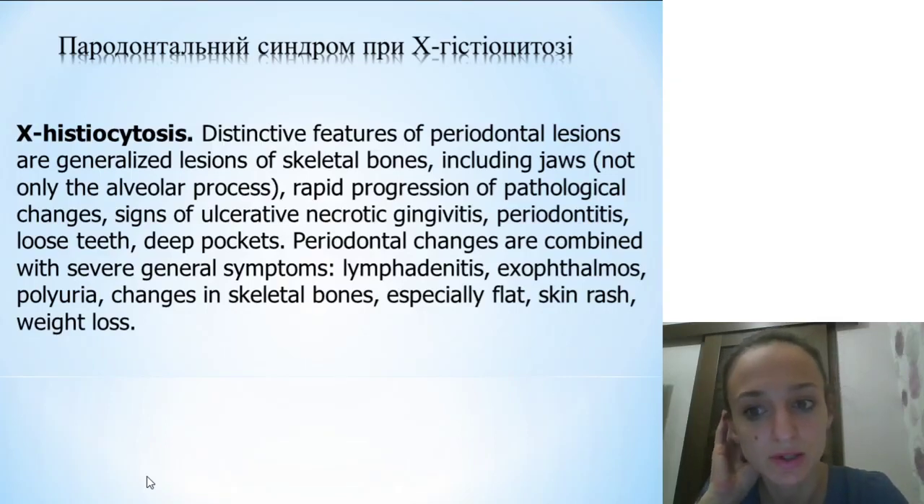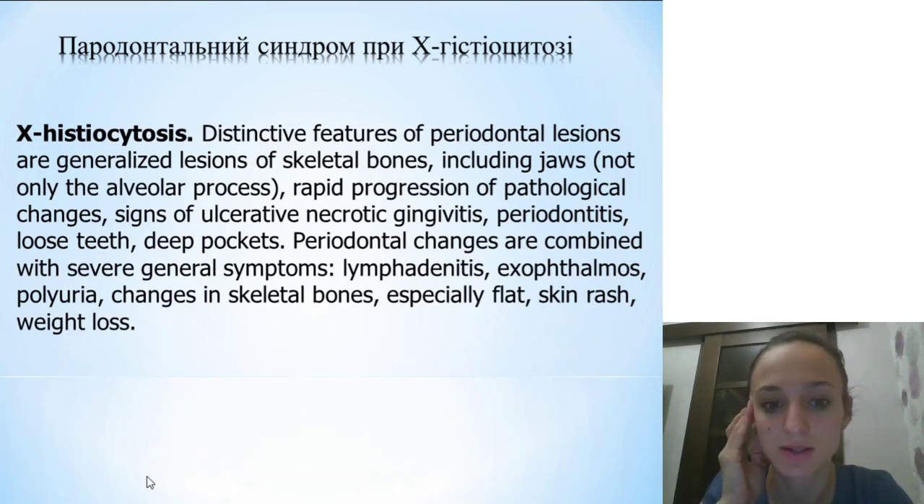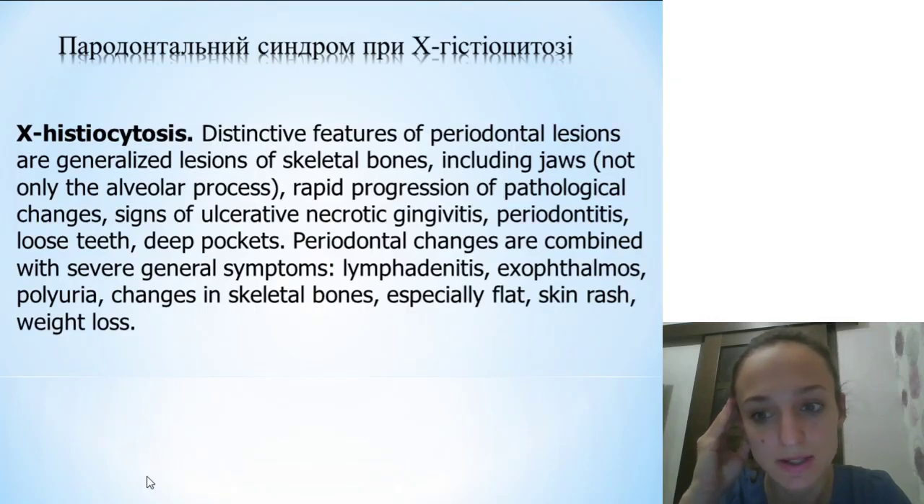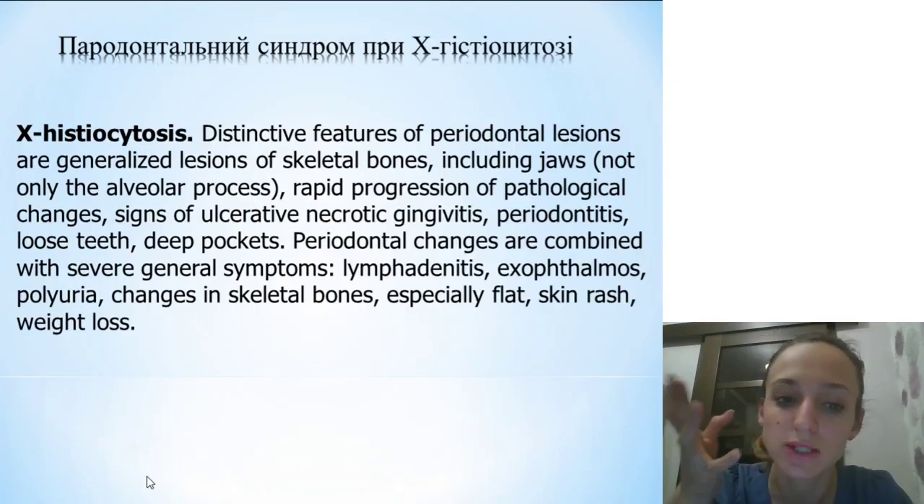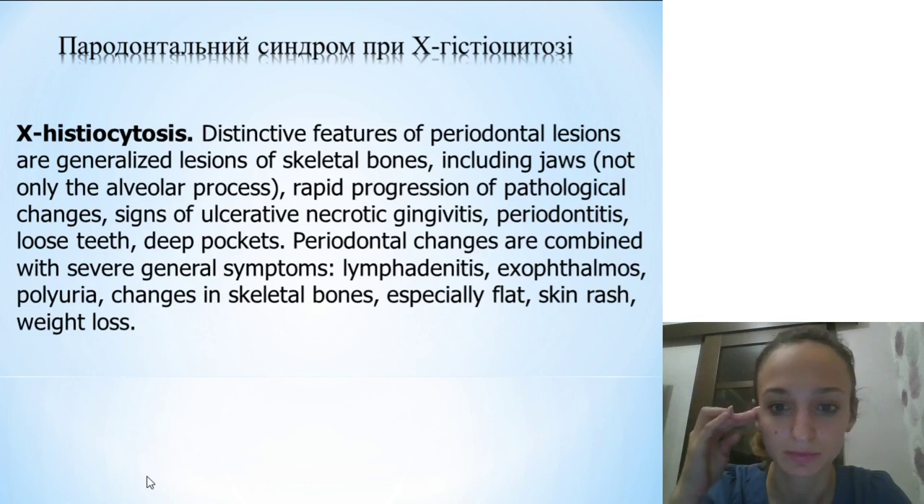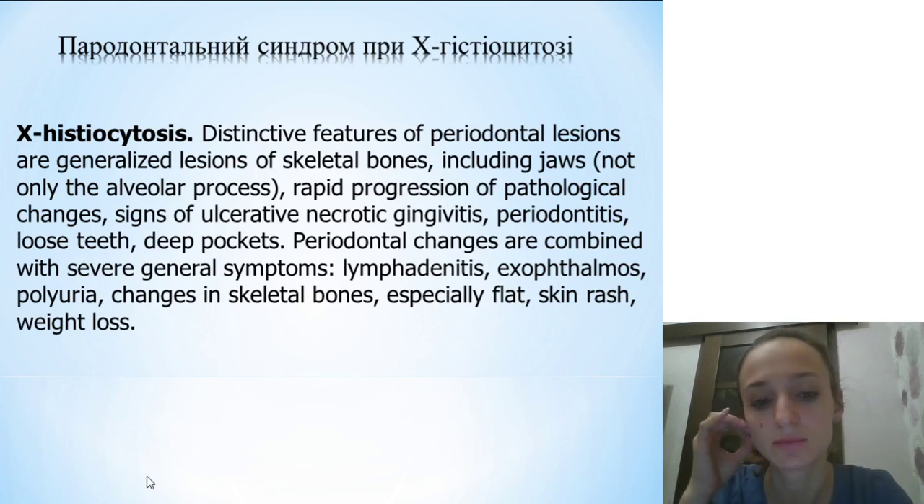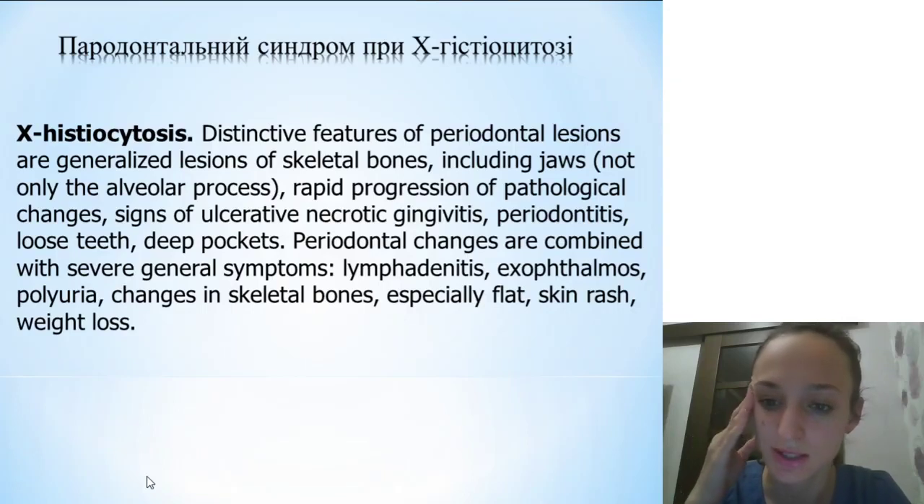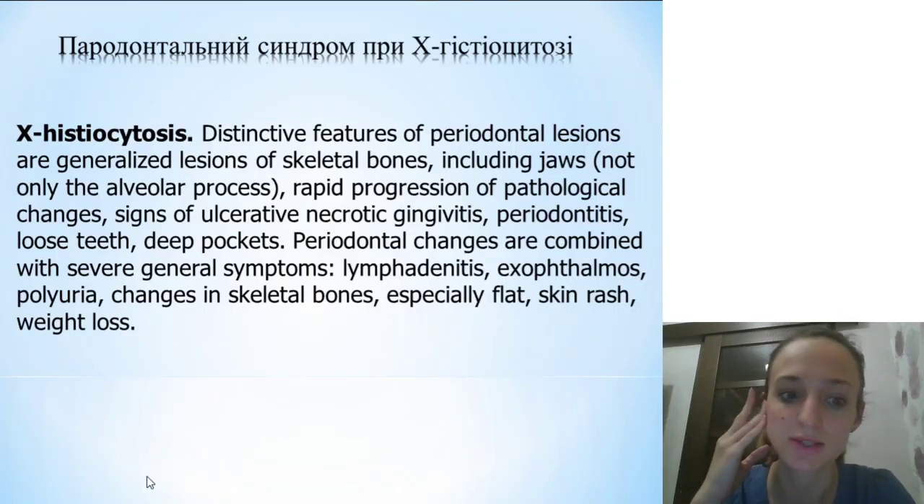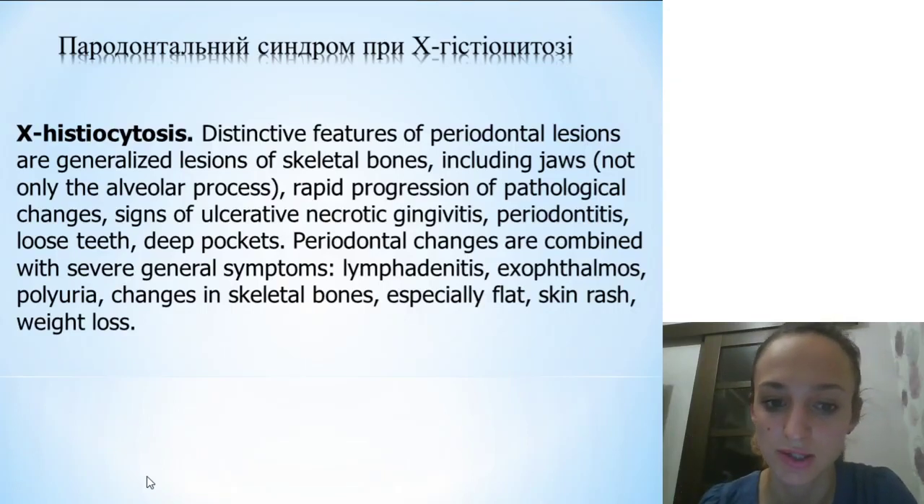Distinctive features of periodontal lesions are generalized lesions of skeletal bones, including the jaws. There is rapid progression of pathological changes, signs of ulcerative necrotic gingivitis and periodontitis, loss of teeth and deep pockets. General symptoms: lymphadenitis and exophthalmos, polyuria, changes in skeletal bones, especially flat ones, skin rash and weight loss.